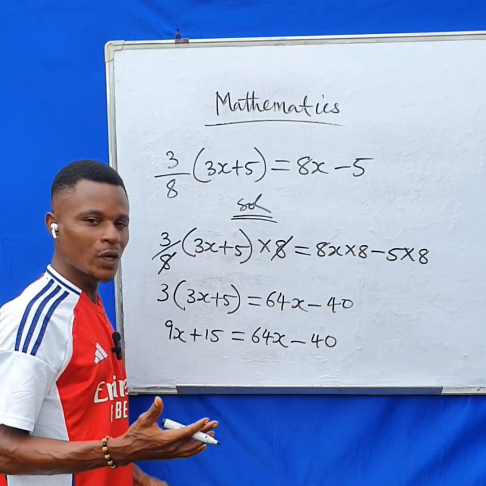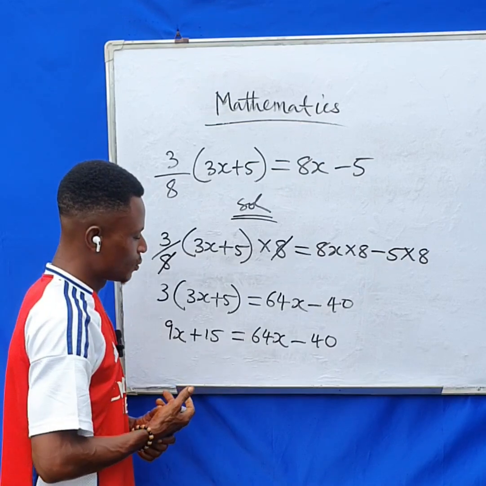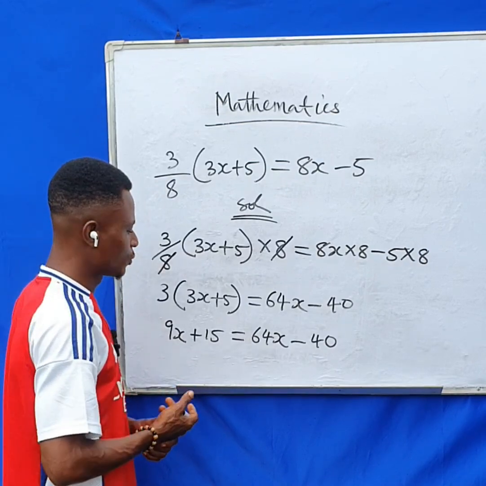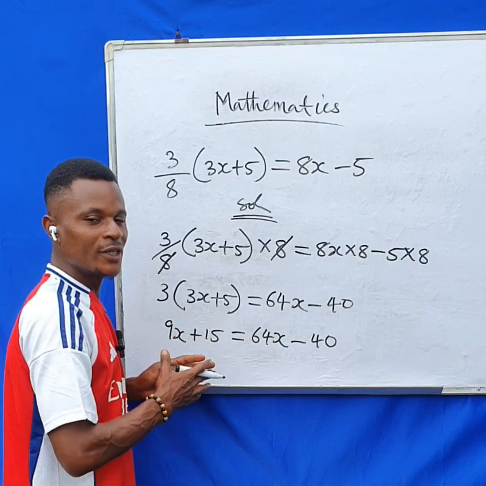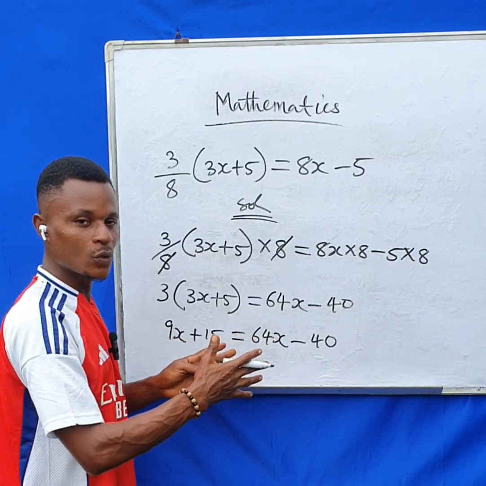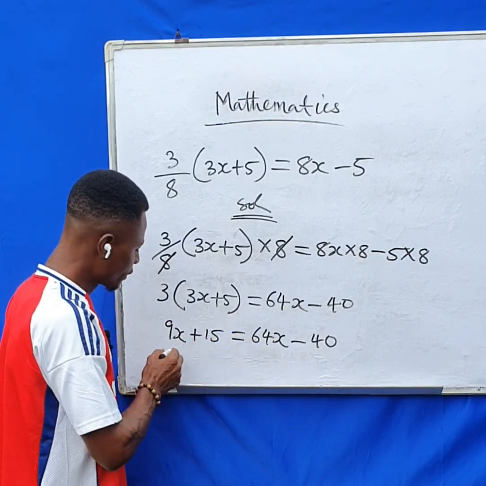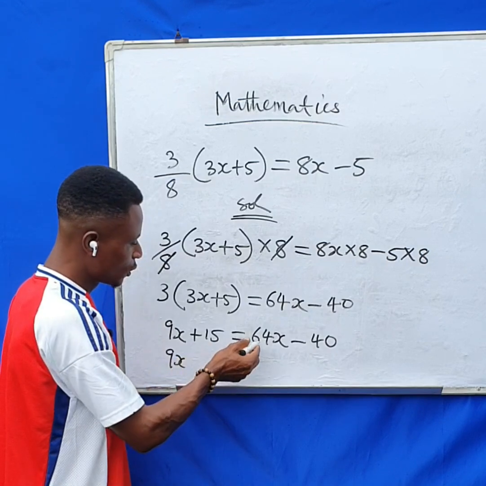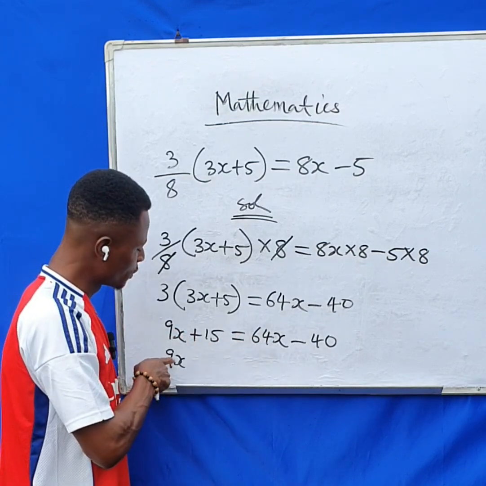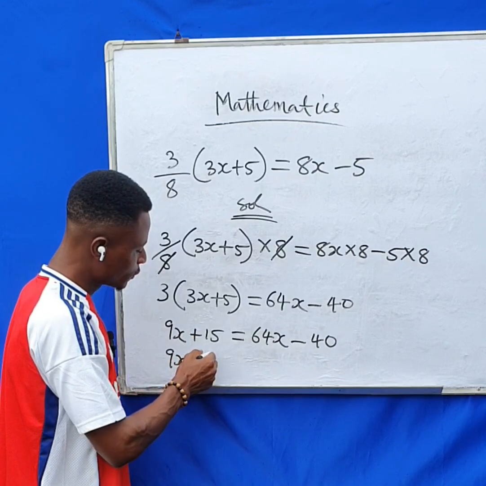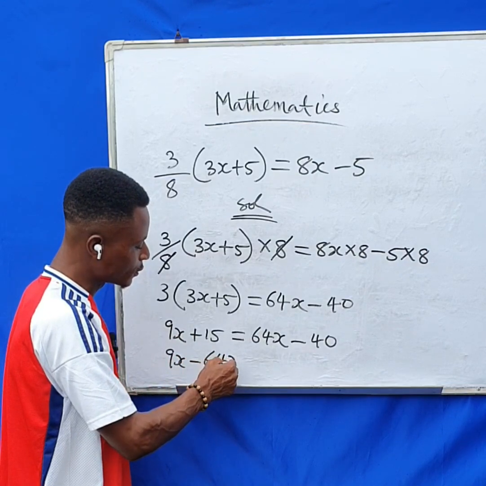The next thing to do is to collect like terms. What I mean by collecting like terms is that anyone that has x, we are going to take them to one side of the equation. The ones that don't have x will go to the other side. So this is 9x, we write it down. This 64x has x attached to it, so we have to bring it to this side so that it will meet this 9x. It becomes negative 64x.